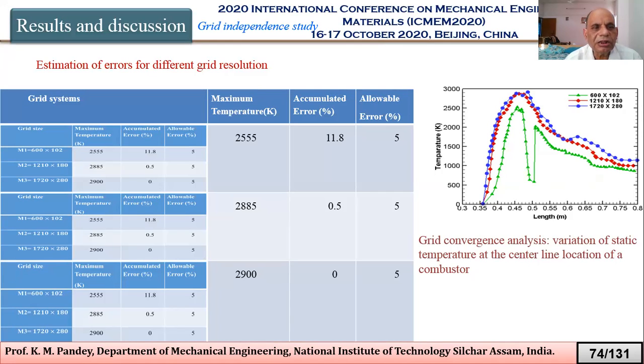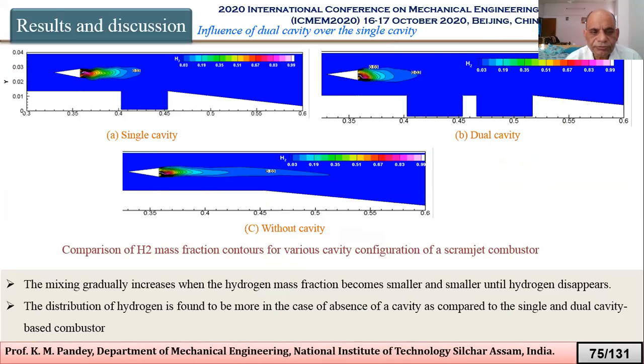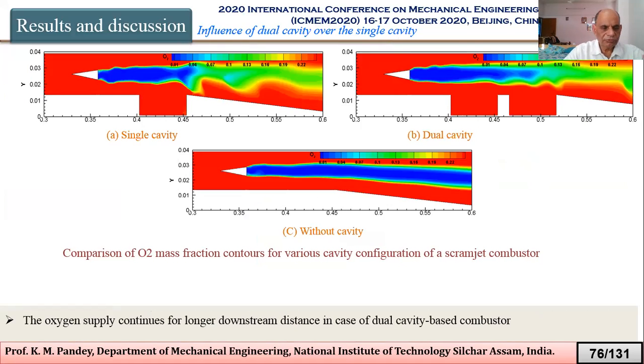And these are the parameters. We have done the grid independence test and comparison again. What we observe is that the mixing gradually increases as the hydrogen mass fraction becomes smaller and smaller until hydrogen disappears. The distribution of hydrogen is found to be more in the case of absence of a cavity as compared to the single and dual cavity based combustor. In this figure it is observed that the oxygen supply continues for a longer downstream distance in the case of the dual cavity based combustor.